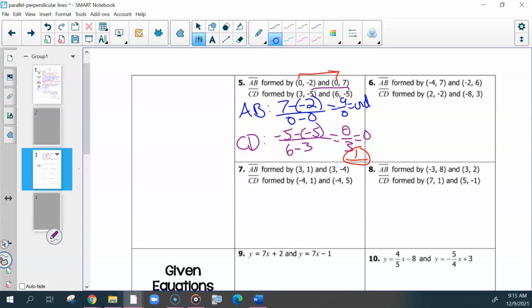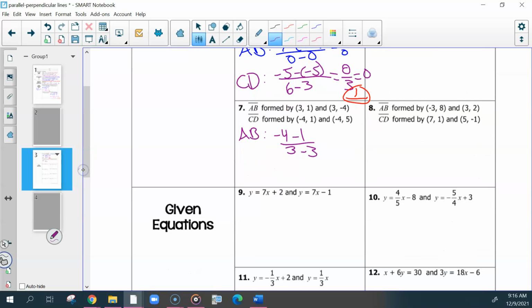So when we do number 7, we have -4 minus 1 over 3 minus 3, and then CD is 5 minus 1 over -4 minus -4. Yes, 7 is on the next page, sorry. I forgot mine was different. Your y's are the same in both. Keep that in mind.